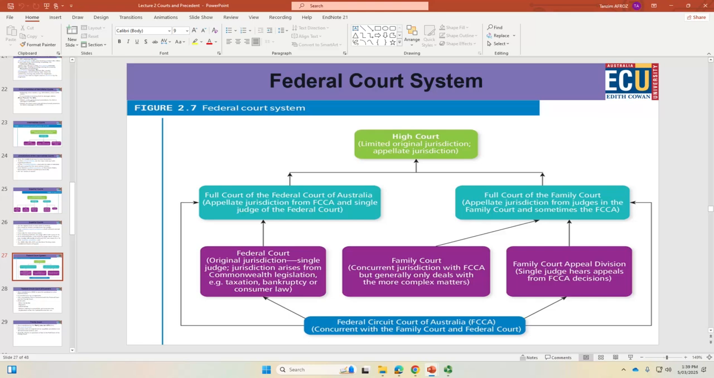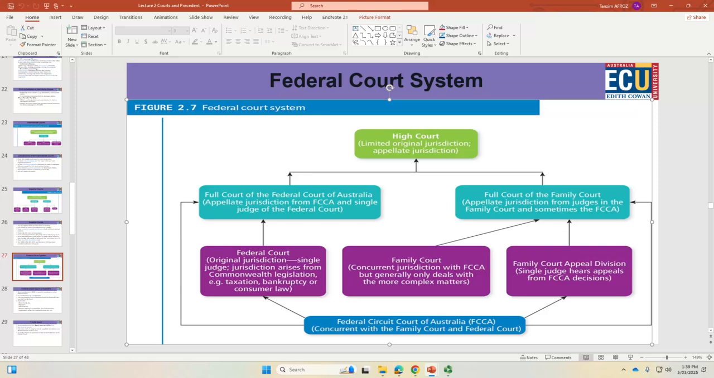But again, let me explain how this one was working. You see the High Court sitting on the top. You see the Federal Circuit Court of Australia, FCCA, sitting at the bottom, and you see the Family Court here, and you see the Federal Court there. So before 2021, we used to have these 4 federal courts under our federal court system.